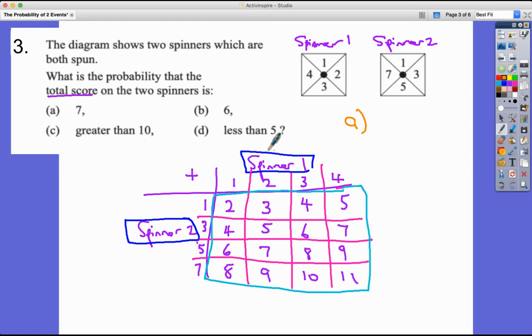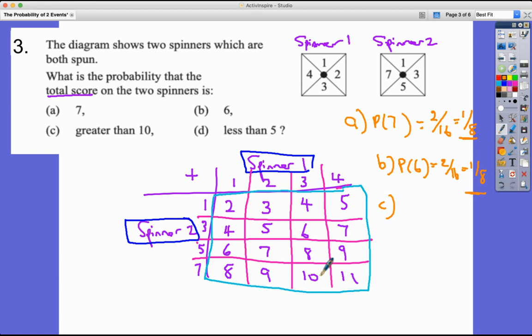So part A, what's the probability of getting a 7? How many 7s have we got? Well, they're not in such a methodical sort of order there, are they? So we've just got to try and spot them. 1, 2. I can see 2 out of the 16. Can simplify that, of course, to 1/8. B, probability of a 6. 1, 2, again, yep. 2/16 is 1/8.